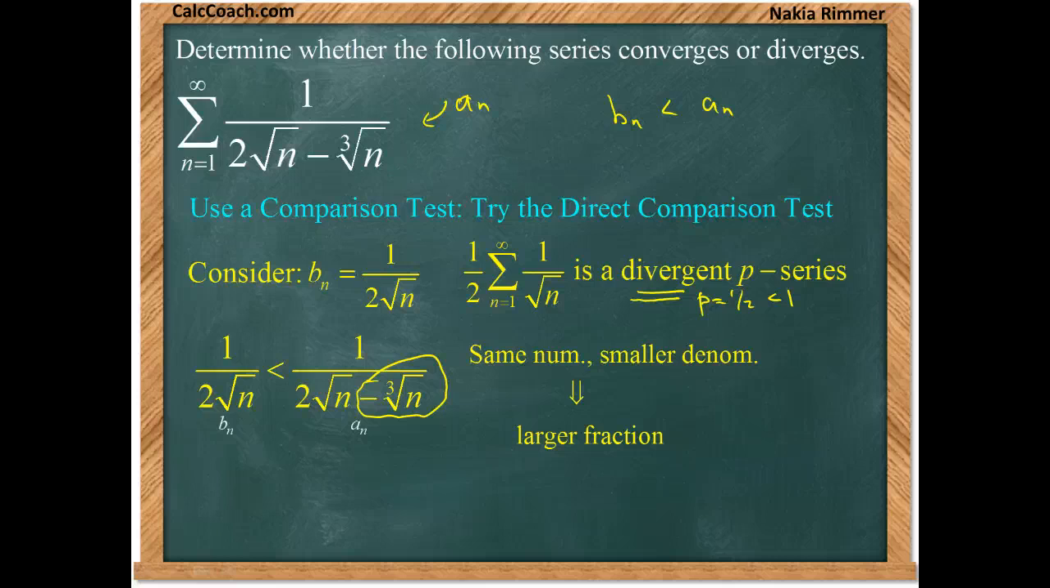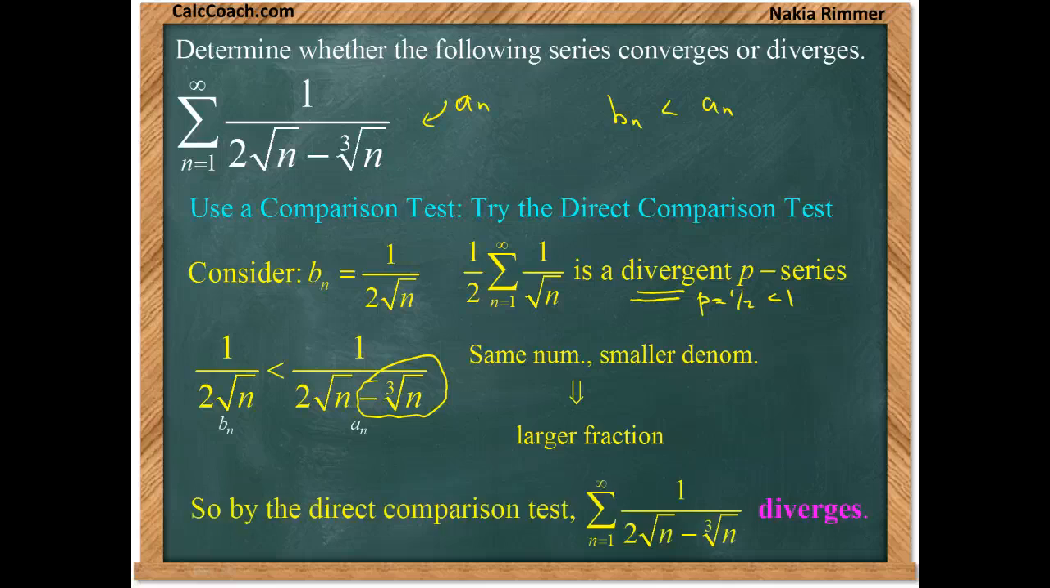All right, so you went out and got a divergent p-series, and your b sub n sequence of terms is less than your a sub n sequence of terms. So when you go to add them up for the series, they will do the same. Since your b sub n series diverged, then your a sub n series also diverges.